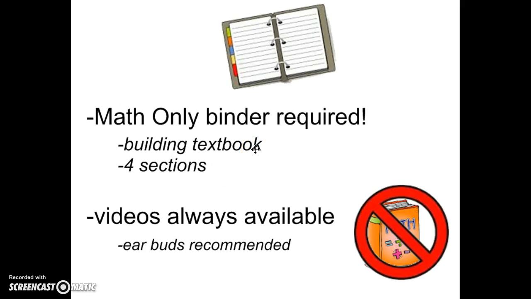A couple other things that go along with this one. We're not going to be having a textbook anymore. We're going to be building our own textbook, and so that means the students will need a binder, a math-only binder, not a binder that they share with 4 other classes. They are going to need it. I would recommend at least an inch, at least an inch and a half thick, probably. It will need to have 4 sections in it.